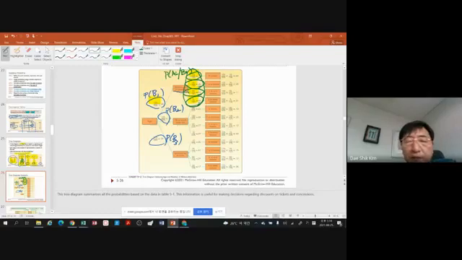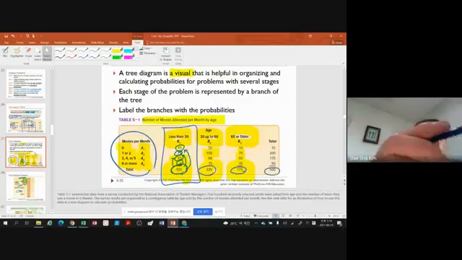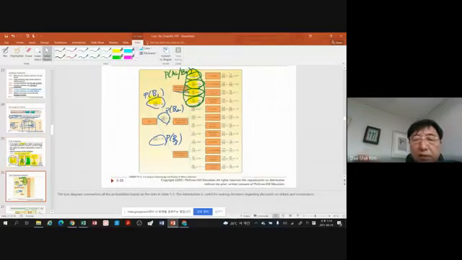The next one is this one. I use a different color. So the total is 225. 50 divided by 225. 100 divided by 225. 60 divided by 225. 15 divided by 225. It is here.